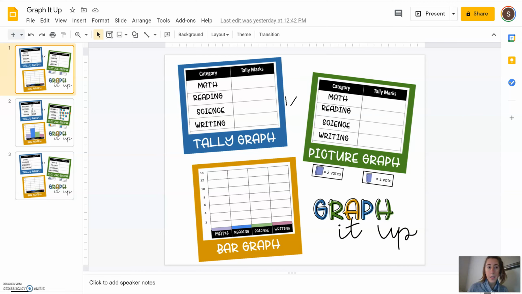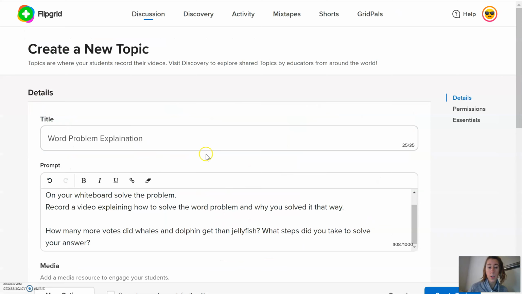My third and last technological tool is Flipgrid. So Flipgrid, this is where the word problem explanations come in. My students are actually going to film themselves answering the word problem that is given to them and explain how they solved the problem, because my teaching belief is that if you are able to explain and teach others how to solve the problem, you really understand the content.